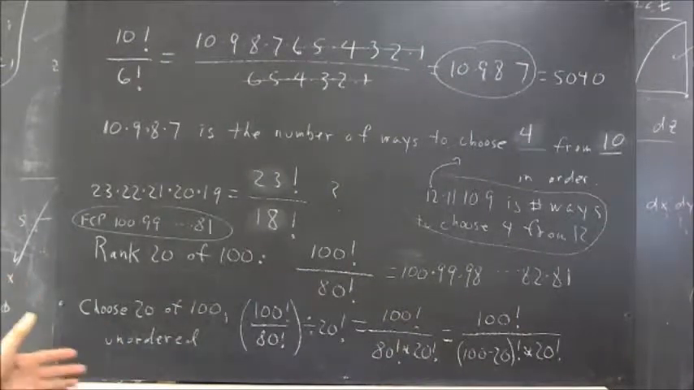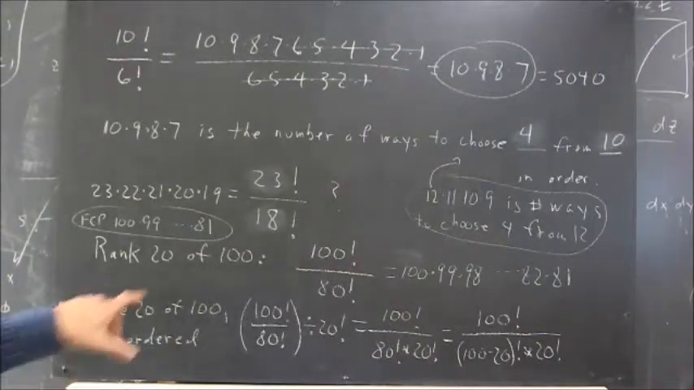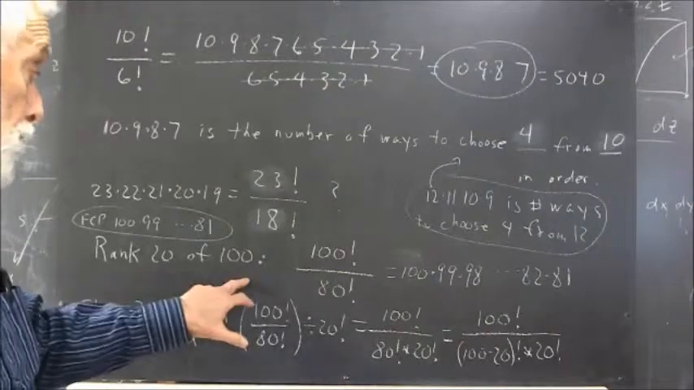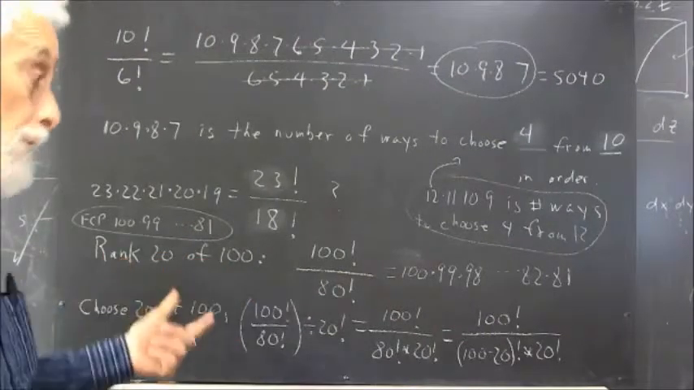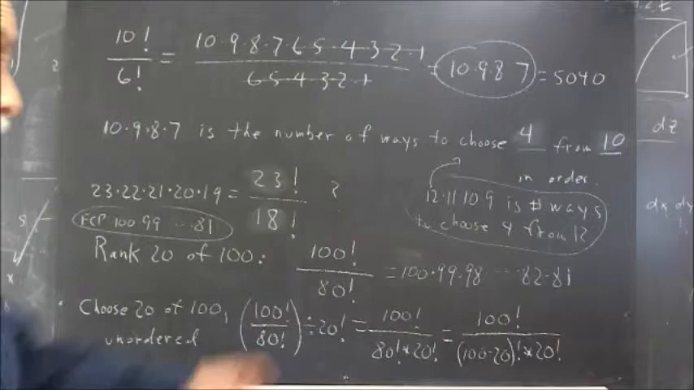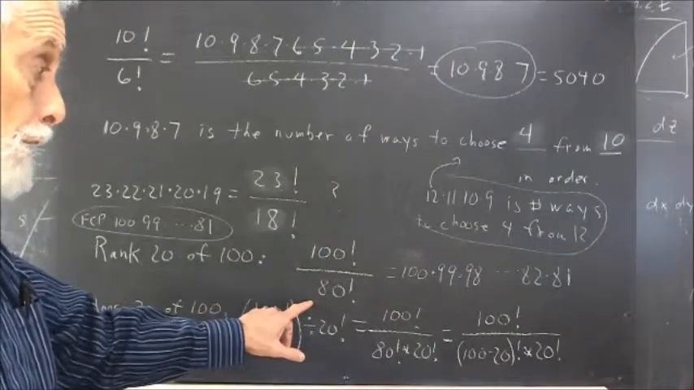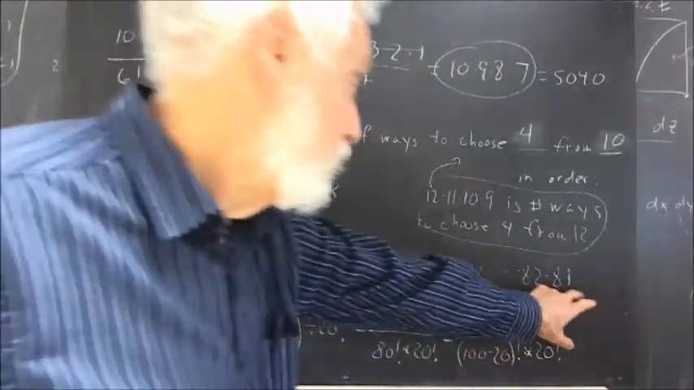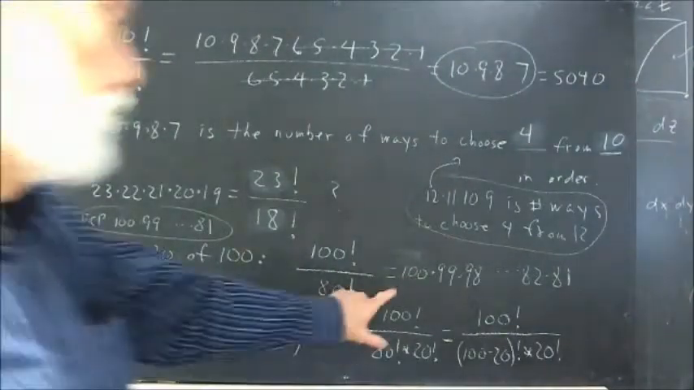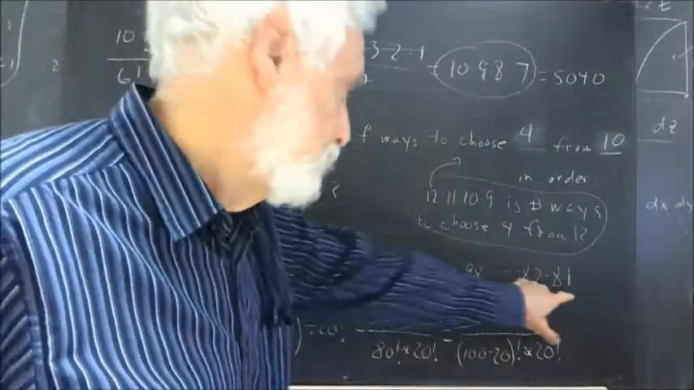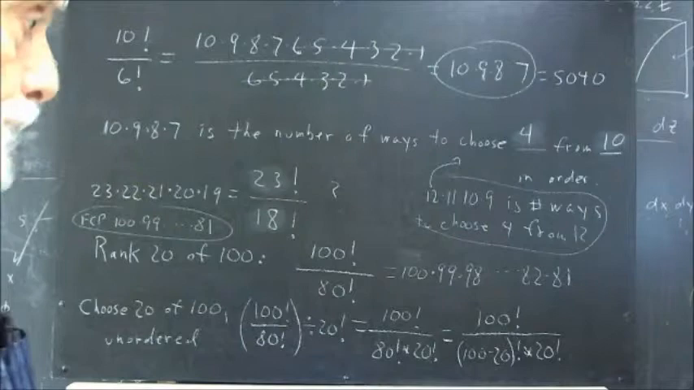Okay, we've just seen that the number of ways to rank 20 out of 100 in order, obviously, if you're ranking them, is to divide 100 factorial by 80 factorial, which is equal to this expression. And of course, this is what the fundamental counting principle would tell us.